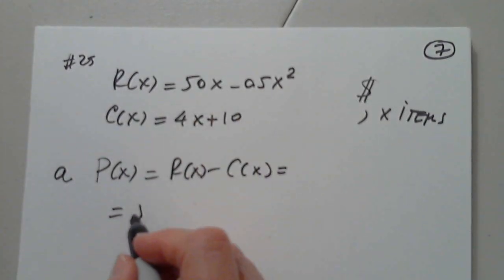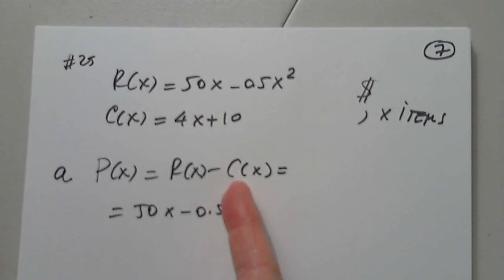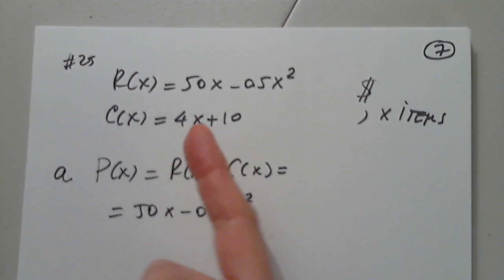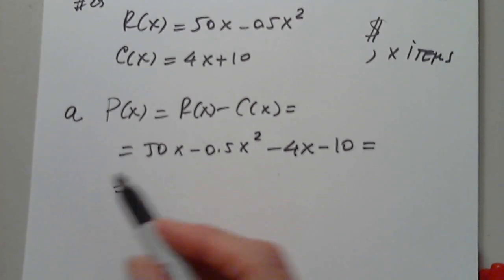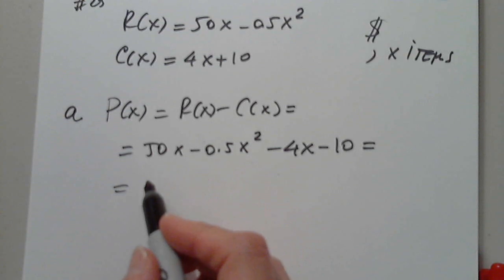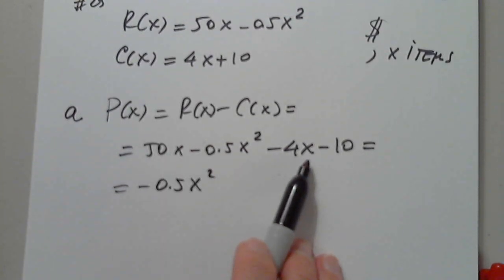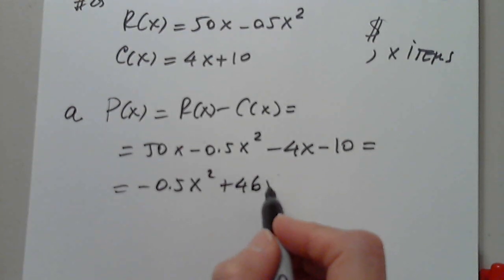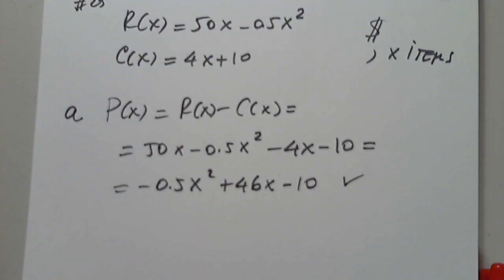I copy 50x minus 0.5x squared. Remember, we subtract the cost. I have to subtract both terms. I have to combine like terms and rearrange everything correctly. This is the first term. 50x minus 4x is 46x and minus 10. So I found the profit function. Great job. Thank you.